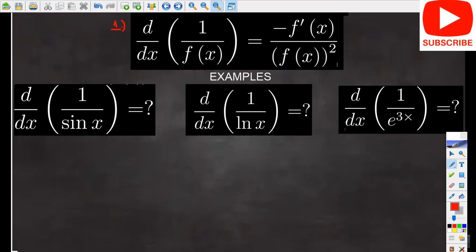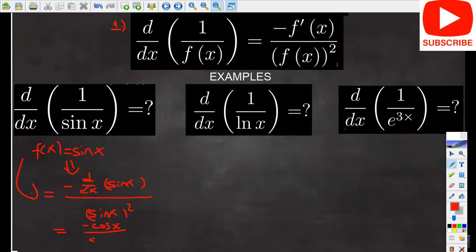Let's get started. In this first example, what we see is d over dx of 1 over sine x. So in this case, my f of x function is sine x. If I apply this method, this is going to be equal to negative d over dx sine x divided by sine x to the power of 2. We know that the derivative of sine x is cosine x, so it's going to be negative cosine x over sine squared x. That's the first example. Alright, piece of cake.